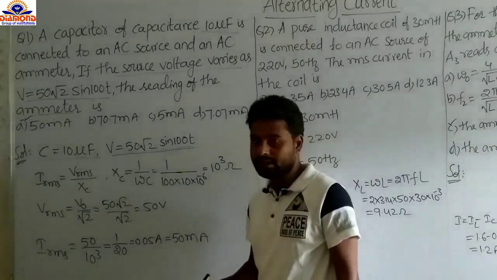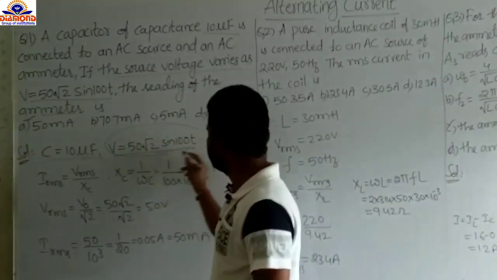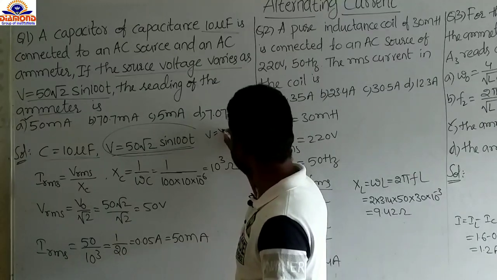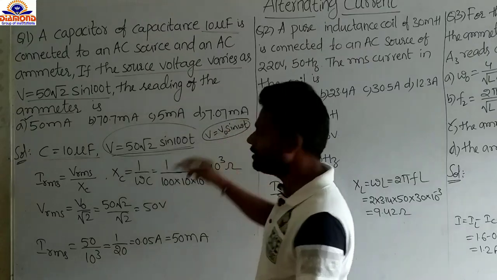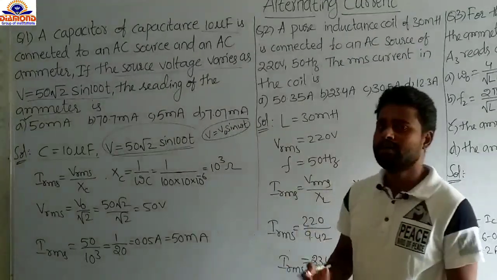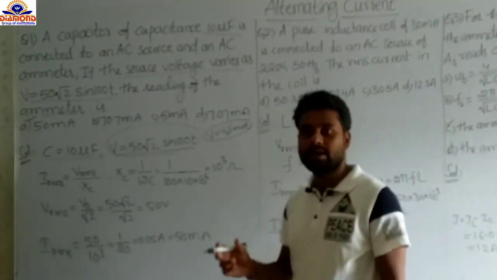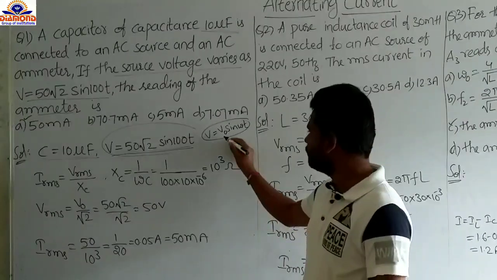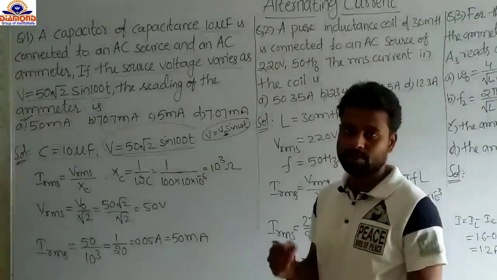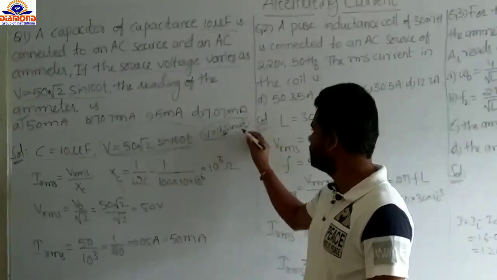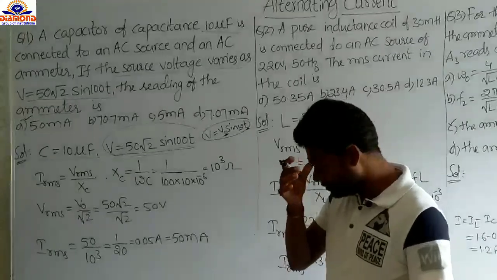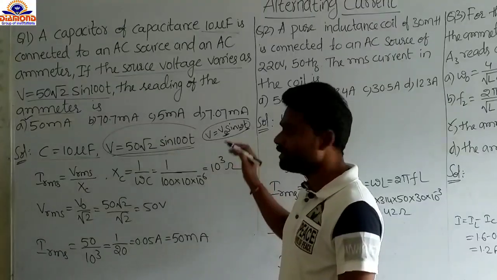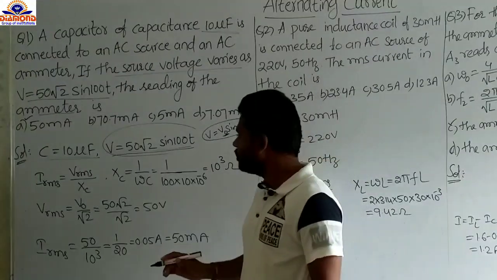Here they gave the capacitance and the varying voltage V equal to 50 root 2 sine 100 t. The V is nothing but V equal to V0 sine omega t. This is the general formula. Current also, I equal to I0 sine omega t. V0 is the peak voltage or maximum voltage, omega is the angular frequency, and t is the time. So this is the time varying voltage, V equal to V0 sine omega t, where V0 is the maximum. Remember that one.